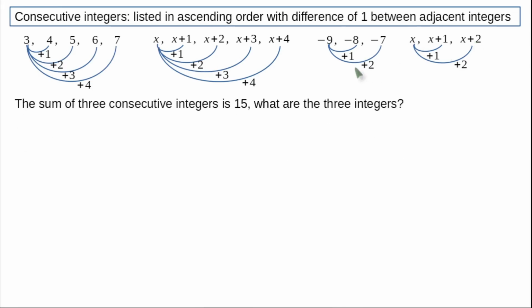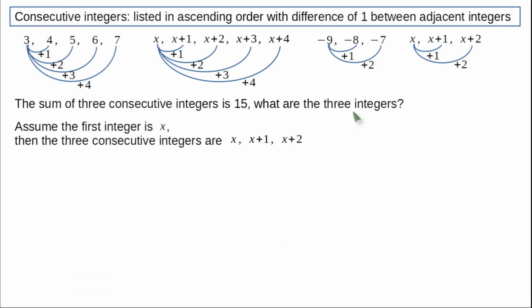Let's look at an example. The sum of 3 consecutive integers is 15. What are the 3 integers? So first we assume the first integer is x. If we know the first integer is x, then we know the next integer will be x plus 1. And the third integer will be x plus 2. So once we know the first integer, then we know all 3 consecutive integers.